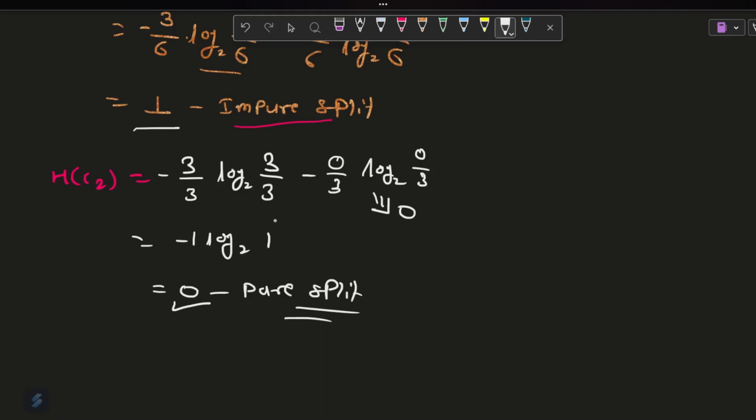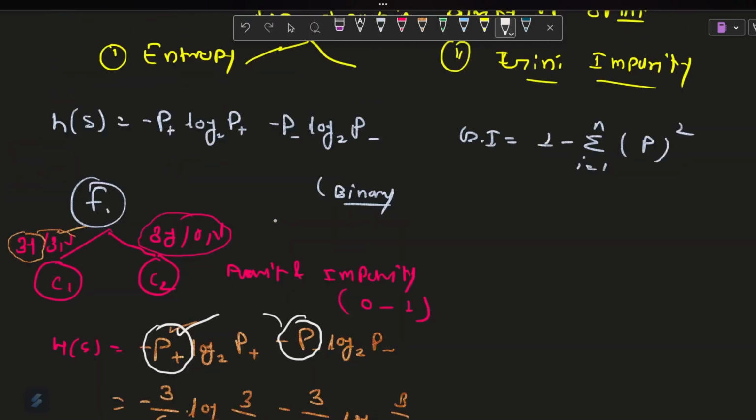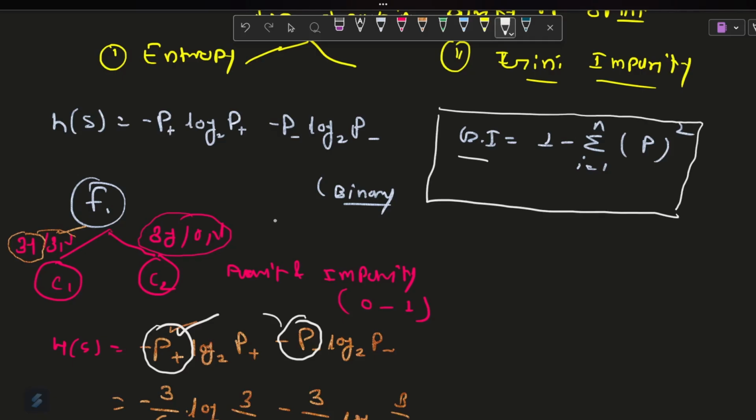And similarly, let's understand the concept of the Gini index. In the Gini index we have a formula: 1 minus the summation of p squared. What is p? p means the probability of positive and negative, both sides, right? So we basically sum both of these.